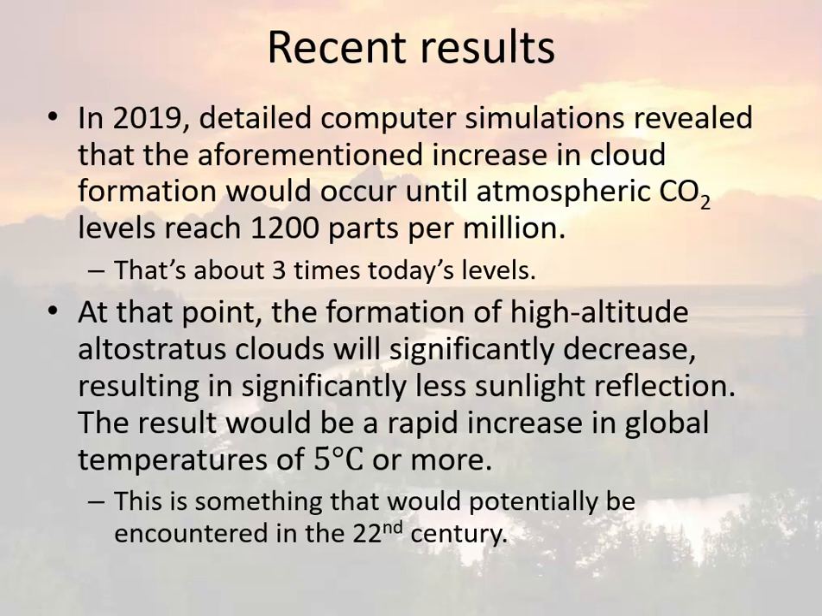At that point, the formation of the high-altitude altostratus clouds, which help to reflect a lot of the sunlight, ends up actually not occurring so much. Instead, something else happens and those clouds end up not forming. And when that happens, you end up getting a relatively rapid increase in global temperatures of about 5 degrees Celsius. So that's something that would potentially be encountered in the 22nd century if we don't really start paring back our CO2 levels in the atmosphere now.